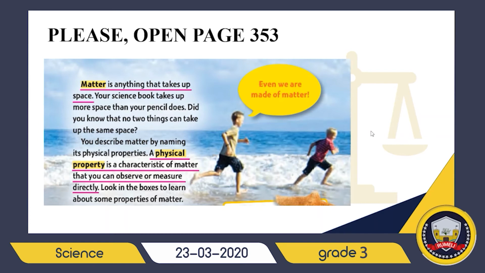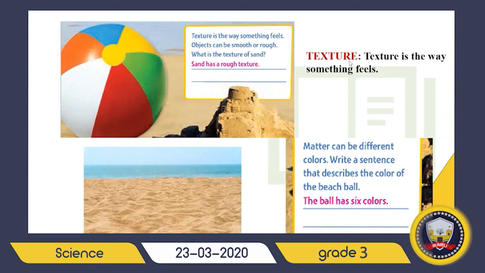So let's check texture. What does texture mean? Texture is the way something feels. We say this is soft, this is not soft, right? So it represents texture. So objects can be smooth or rough. What is the texture of sand? Remember sand when you go to the beach. So sand has a rough texture, right? Good.